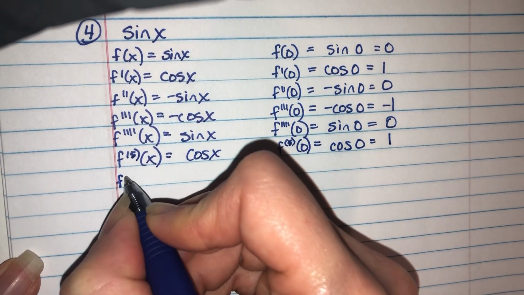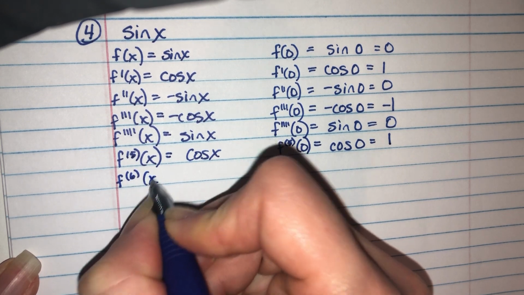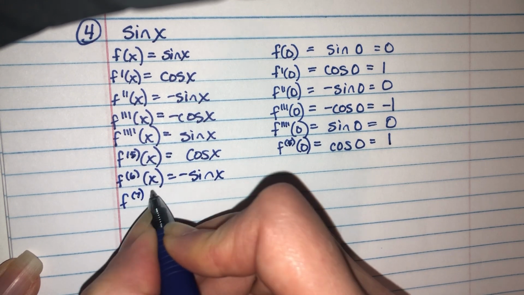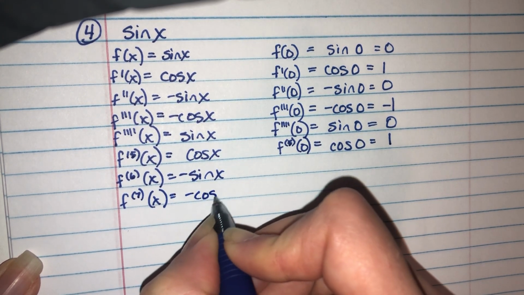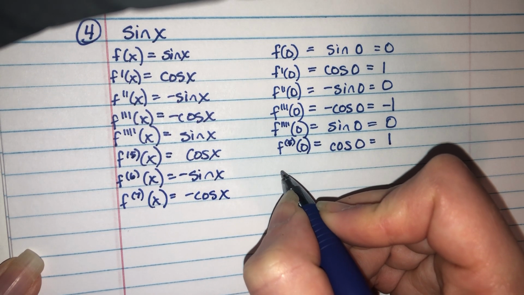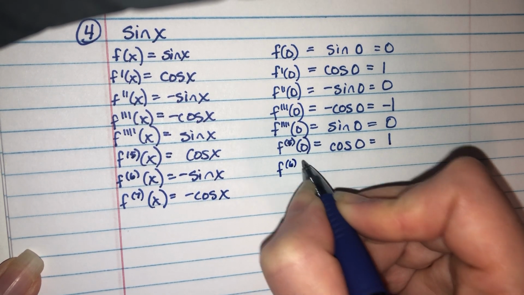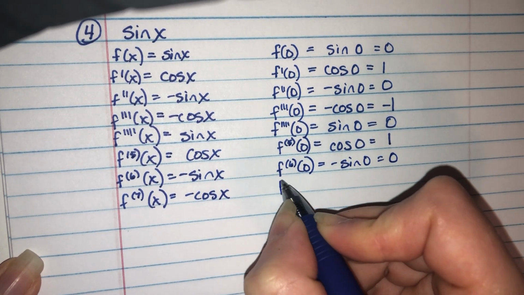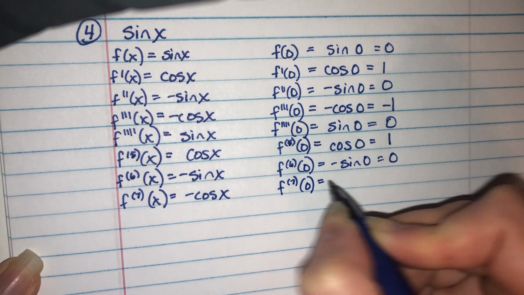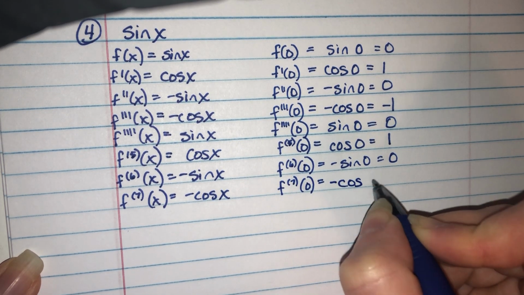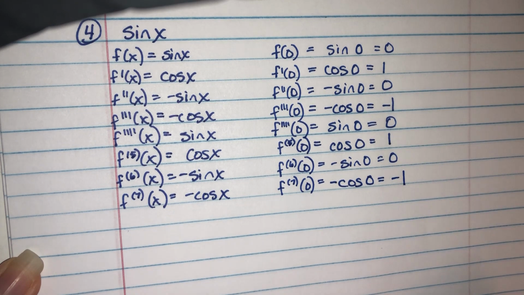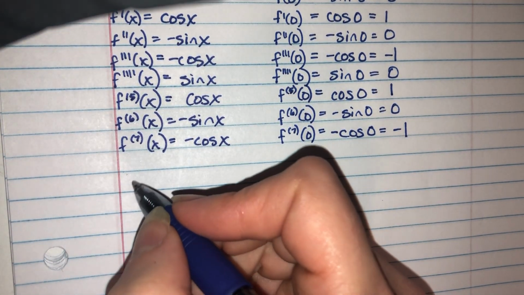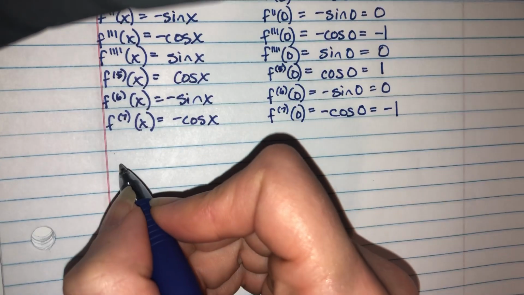So I think I'm going to have to do 2 more because the next one's going to zero out, isn't it? So negative sine of x, and then the 7th derivative is negative cosine of x. So the 6th derivative evaluated at 0 is negative sine of 0, which is 0. And the 7th derivative evaluated at 0 is negative cosine of 0, which is -1. Okay, so now we're going to write out the first 4 non-zero terms. Well, we're going to produce the Maclaurin series.